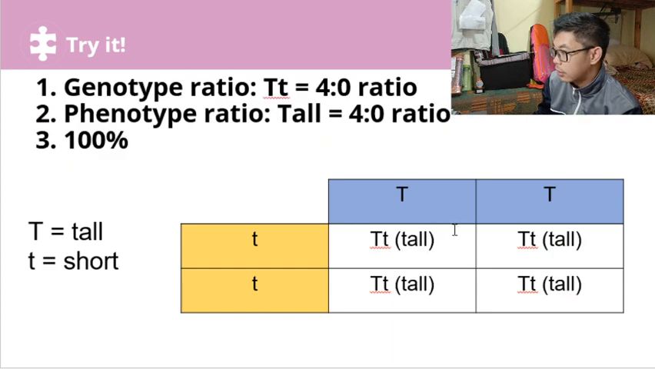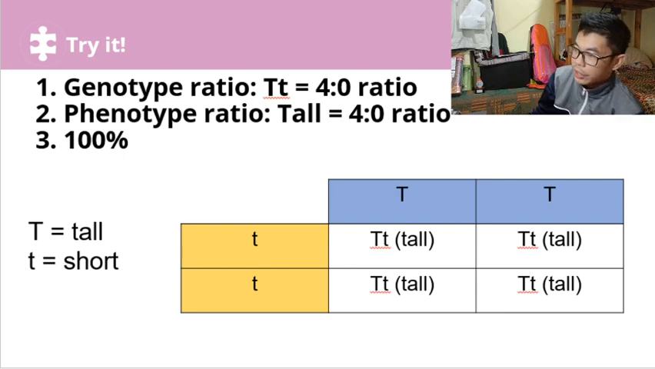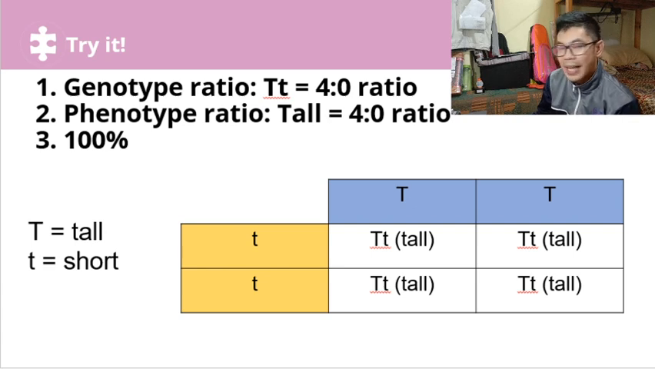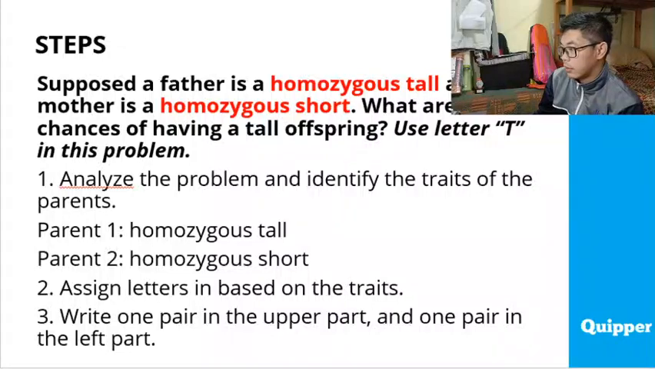Alright, so how do we interpret that one? A capital T and a small t is tall. Again, we're not limiting the letters to only this type. We can assign any letters here, even X, Y, Z, A, B, C, all of the letters in the alphabet. So that's possible. So what do we do first? These are the things to do, just read them.